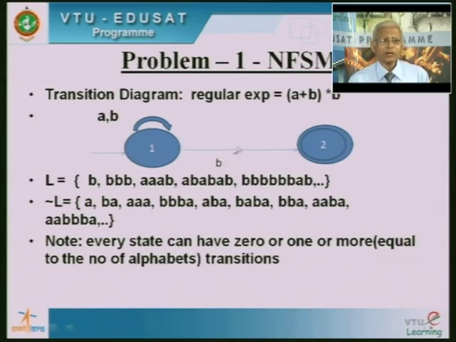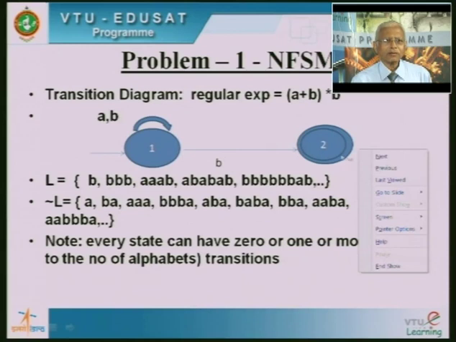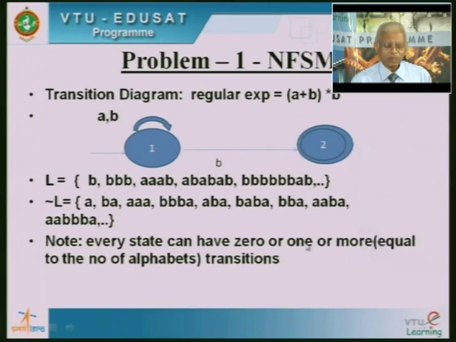So, now our effort will be to do that. Before we do that, we will see some more examples. You must get used to the concept of non-deterministic finite state machine, and you should be able to write non-deterministic machines. Now, next, we will see the next problem.